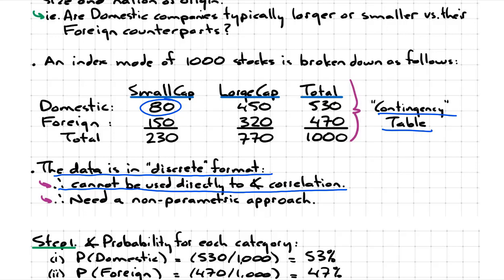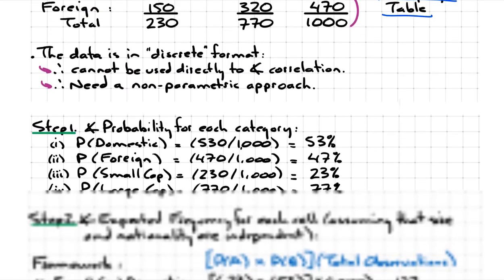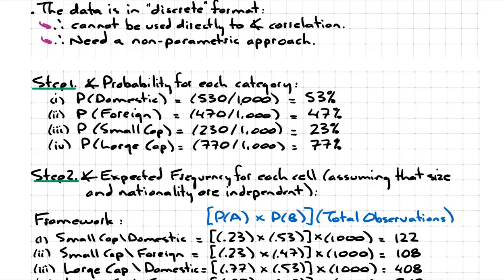So therefore, we need to use a non-parametric approach in order to see if there's a correlation between company size and nation of origin. So let's see what the procedure would be here. Step one, we want to calculate the probability for each category. So for example, the probability of domestic, in other words, out of the 1,000 stocks, the probability that you'll draw a domestic stock would be 53%.